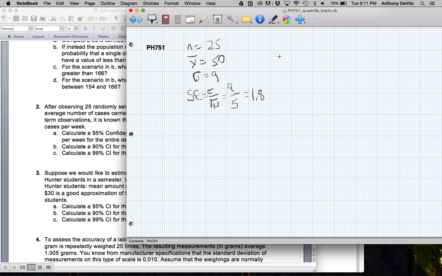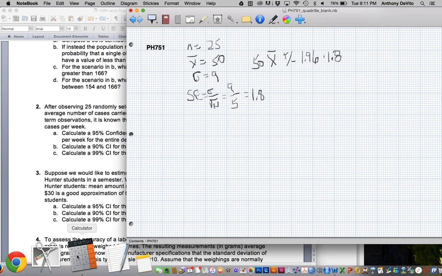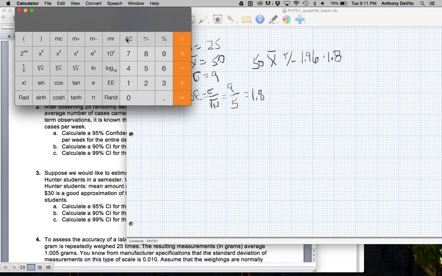So now to calculate our confidence interval, we have x bar plus or minus 1.96 times our standard error, which is 1.8. Let's go ahead and calculate that. Our mean is 50, so 50 plus or minus 1.96 times 1.8. Let's get a calculator out and clear things out again. 1.96 times 1.8 is equal to a margin of error of 3.528.